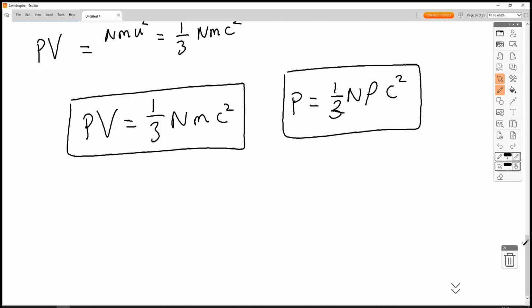Now, one thing I forgot to do here is that n times m would be the total mass of the gas, because we're doing the total volume of the gas rather than the volume of one molecule. So that n should also disappear, because nm over V, to get this equation.